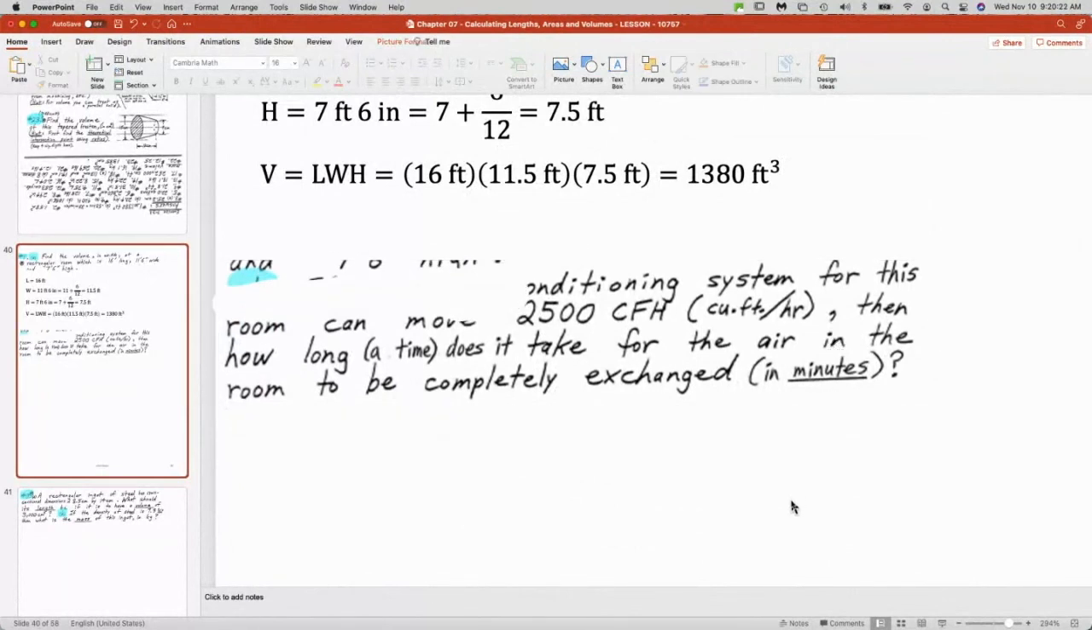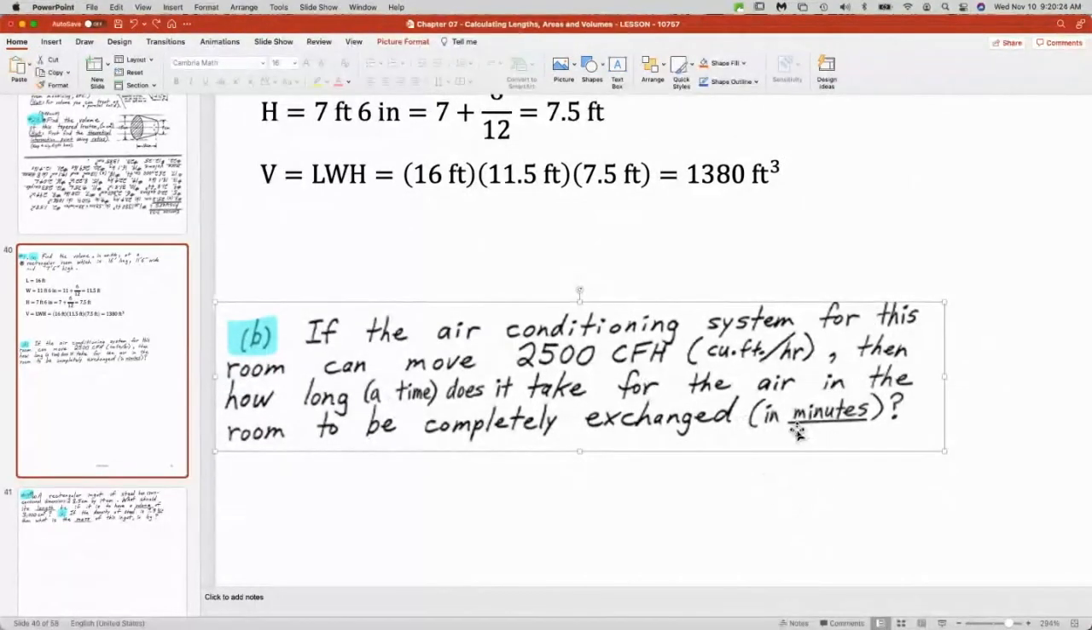What the heck happened there? Oh yeah, because I had cut out some text there. Okay, good.